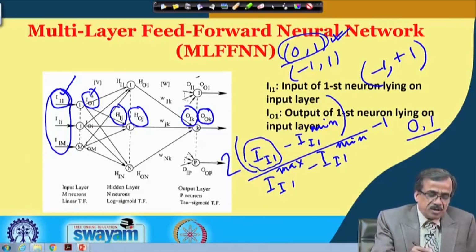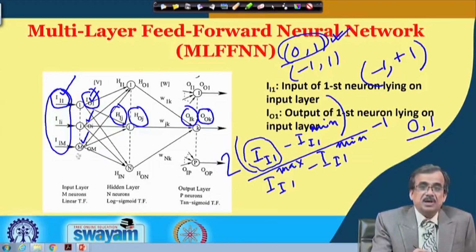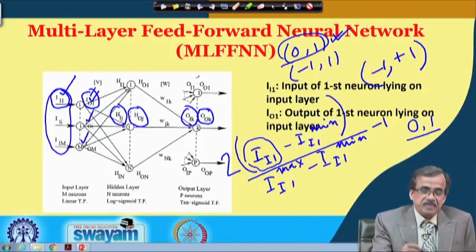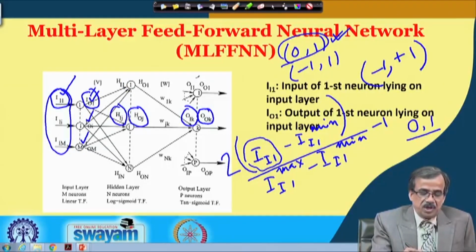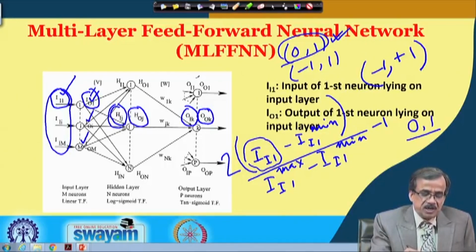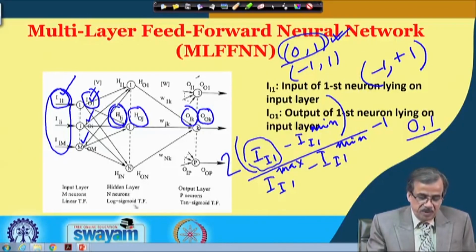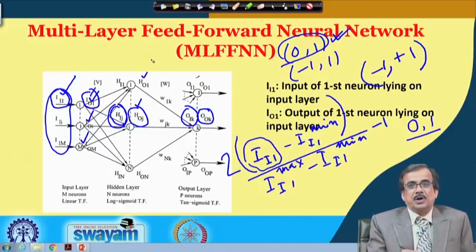And once you have got these outputs of the first layer, I can multiply them with the corresponding connecting weights, and sum them up, so that I can find out the input for the hidden layer. And once you have got this input for the hidden layer, it will pass through the log sigmoid transfer function. So, I will be getting the outputs like HO1, HOj and so on.